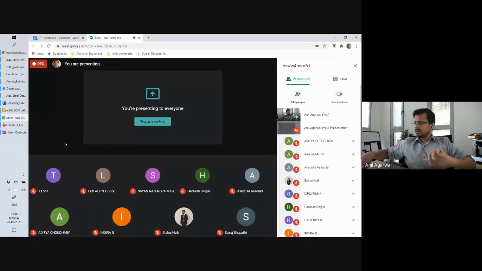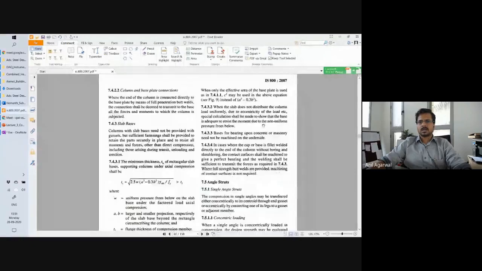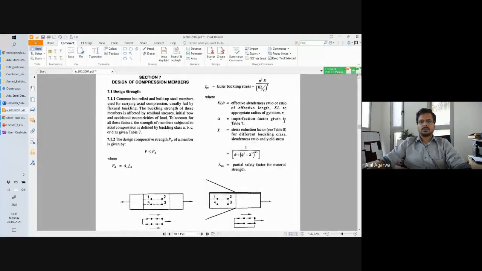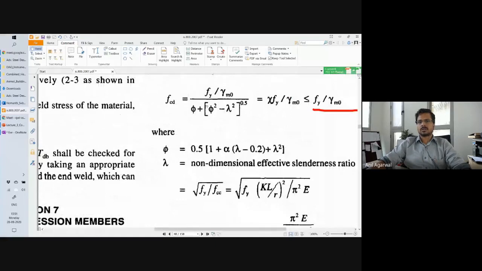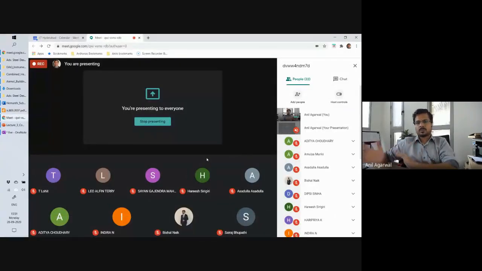I hope this was not too boring. We had a little bit of maths here, but it was important to know the background of where the equations came from. That's why I insisted on keeping this part in this class discussion, because if you derive the equations for a perfectly straight column, you don't get this chi factor that we see in the Indian code. This chi factor is a curious factor, which is the expression 1 divided by phi plus square root of phi square minus lambda square. You get that curve only when you start with an imperfect column.